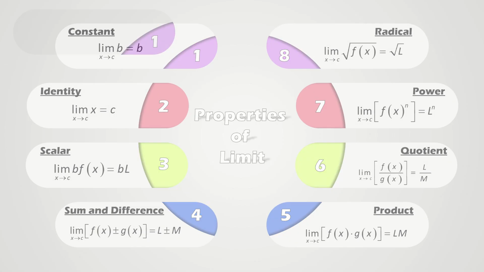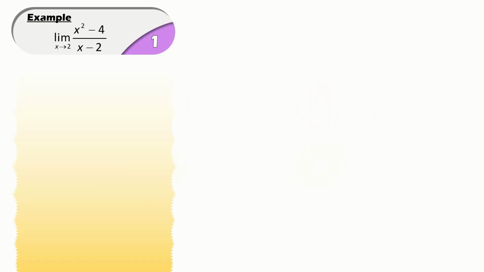Let's do some example. First example. The limit of the quotient of the difference of x squared and 4 and the difference of x and 2 as x approaches 2. I highly encourage you to pause this video and find the limit of a function. Let's proceed. Apply quotient property.